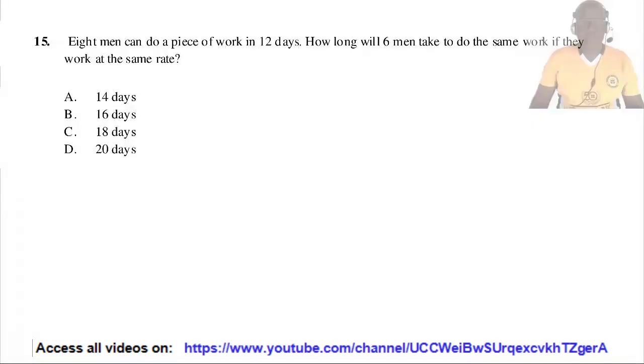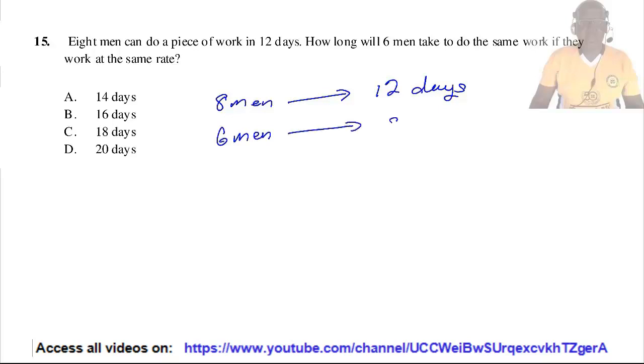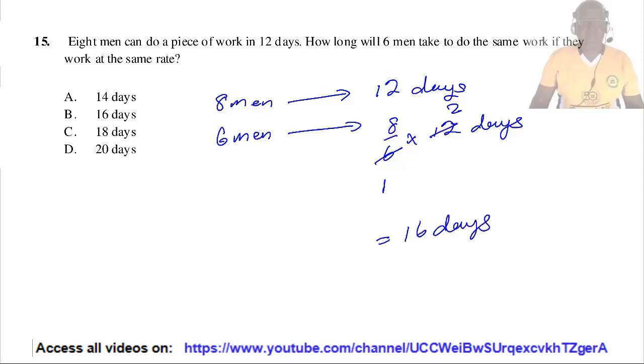Question 15. 8 men can do a piece of work in 12 days. How long will 6 men take to do the same work if they work at the same rate? 8 men can do the work in 12 days. Therefore, 6 men will take more days. If more, less divide. So 8 over 6 times 12 days. 2 goes here, 1, 2 goes here, 2. So the answer equals 16 days, which is B.